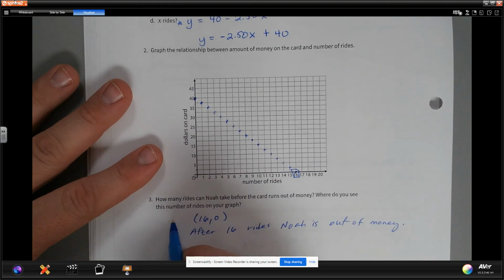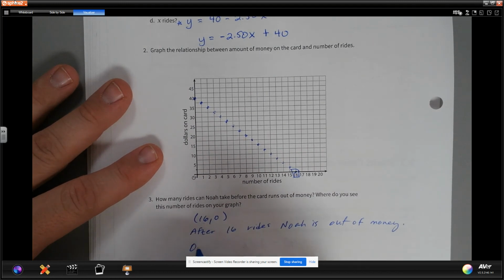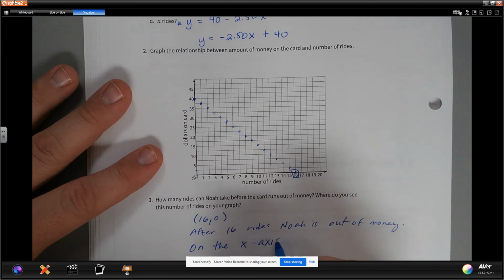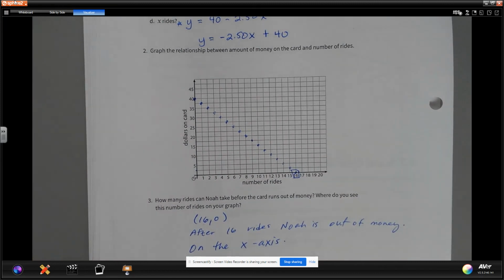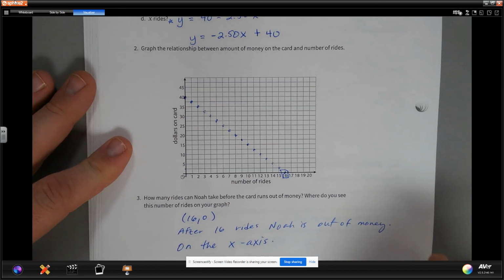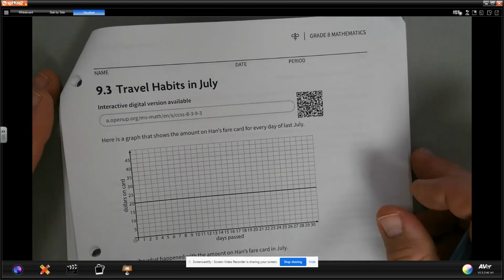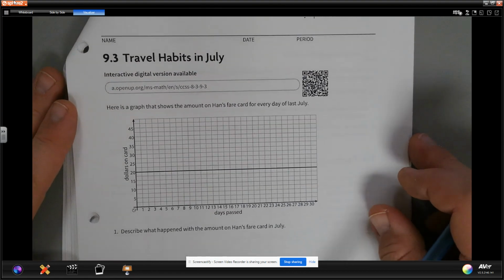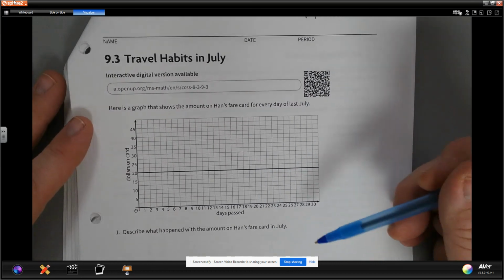And where do you see this number of rides on your graph? On the x-axis. That's when we know that there's no more money left. So that's a quick way to read it and a quick way to go through it. Let's talk about somebody else. Let's talk about Han. So again, you can go to the interactive site to work on this.